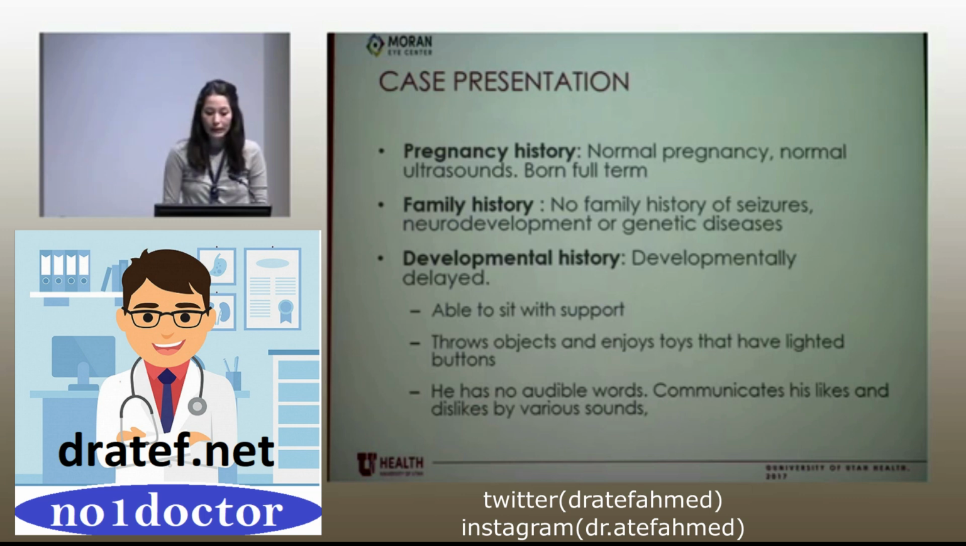His mother had a normal pregnancy, normal ultrasounds, no known infections during pregnancy, and he was born full term. There's no family history of seizures, no neurodevelopmental or genetic diseases that run in the family. And his developmental history, as you would expect, he's developmentally delayed. He's able to sit with support, he can throw objects, and he likes toys that have lighted buttons. He can't say any words, but does communicate his likes and dislikes with sounds.